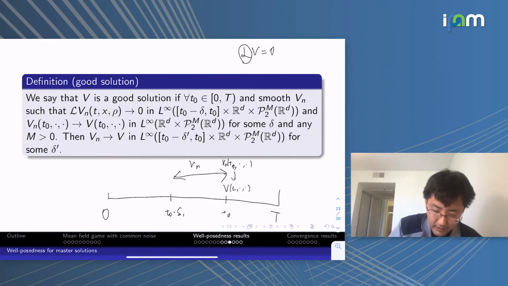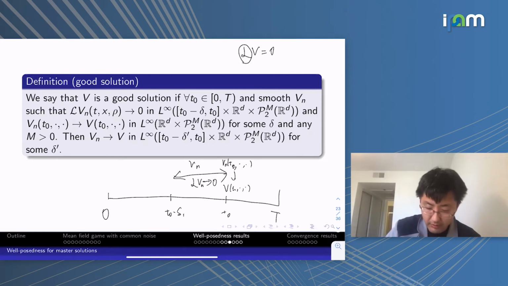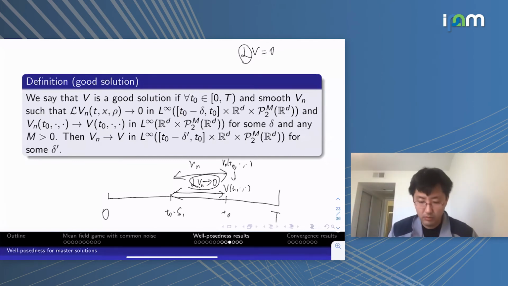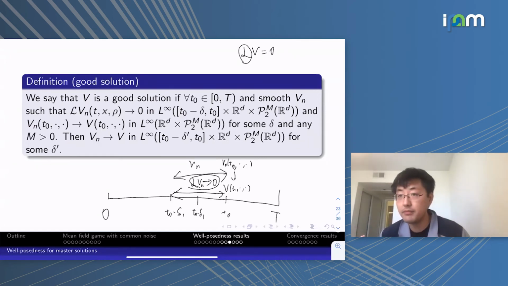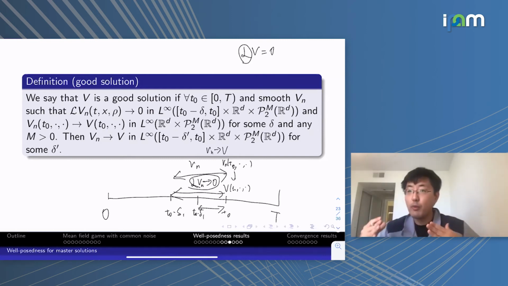If we have these Vn, this means that Vn satisfies a perturbed master equation, and when n goes to positive infinity, the perturbation goes to 0. So it satisfies a perturbation equation, and the perturbation goes to 0 as n goes to infinity. Then we can show that for maybe a smaller interval, Vn goes to V. Then we call this V a good solution.